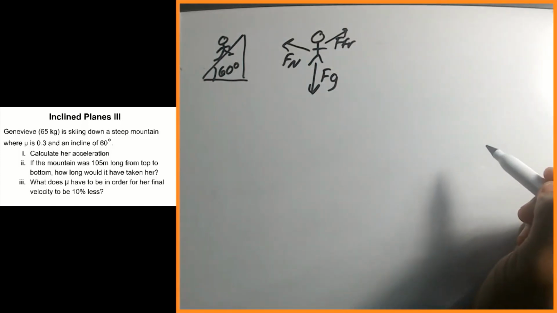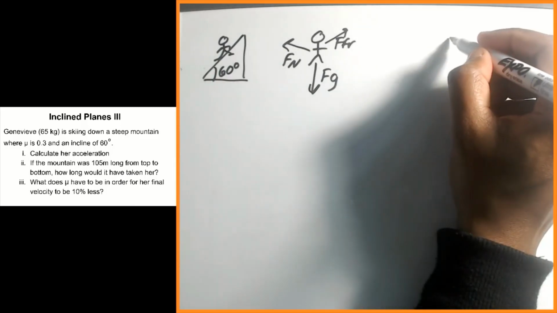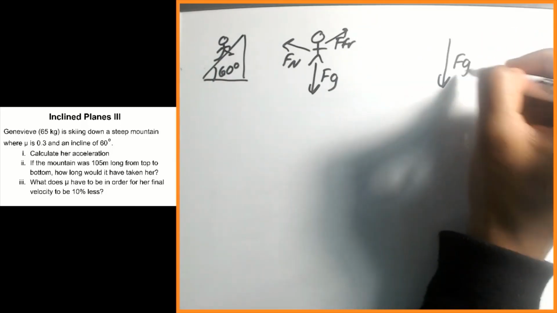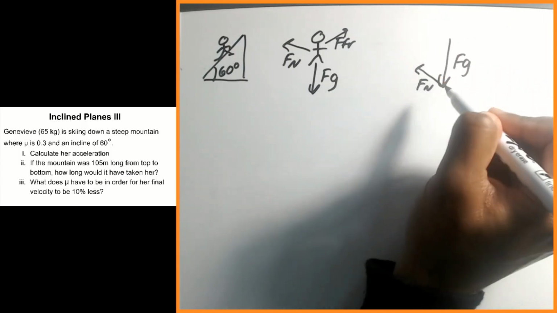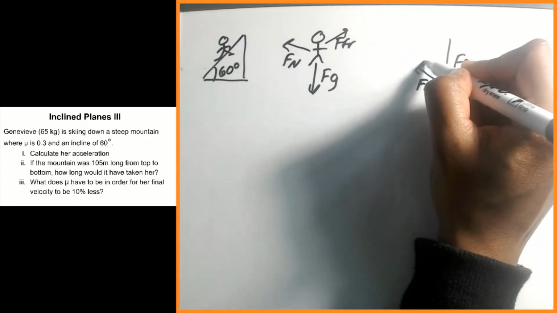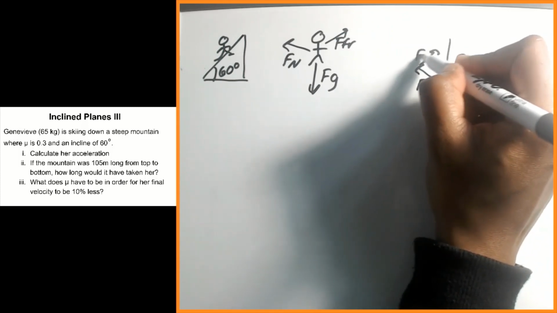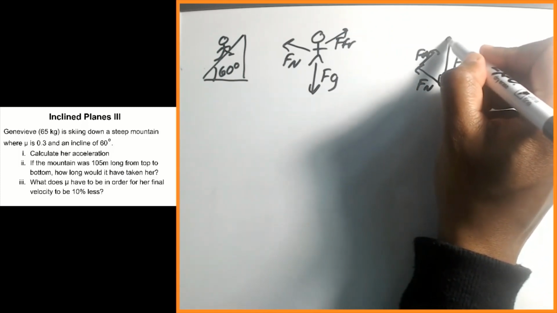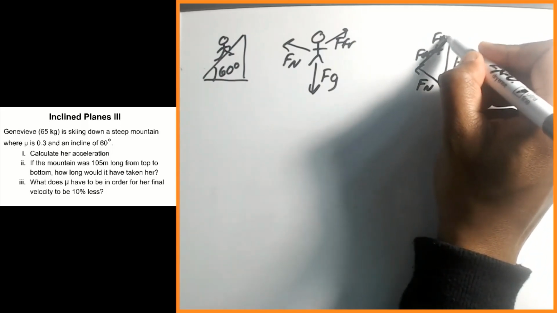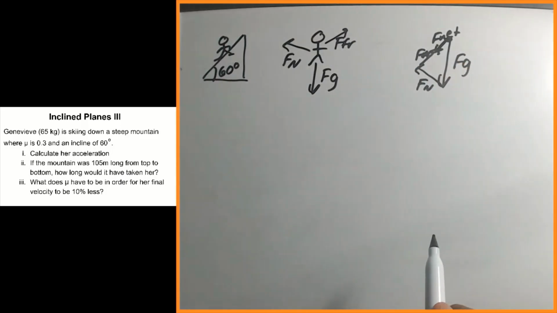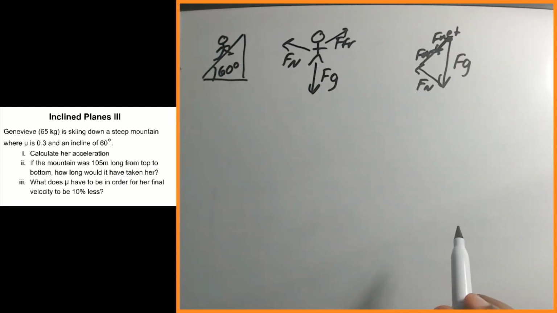All right, so now we want to draw a vector addition diagram and add up all of these forces. So we have Fg going straight down, then Fn, like that. Then we can draw F friction, and then the F net vector, which is pointing straight down like this. All right, so that's our setup. So let's go ahead and start our first question.